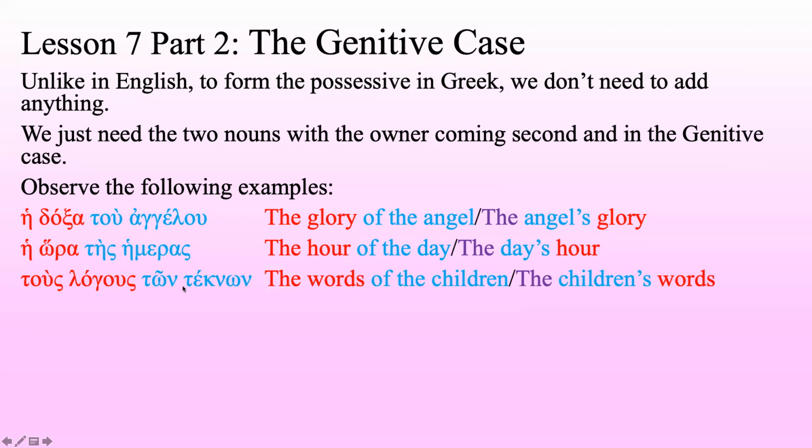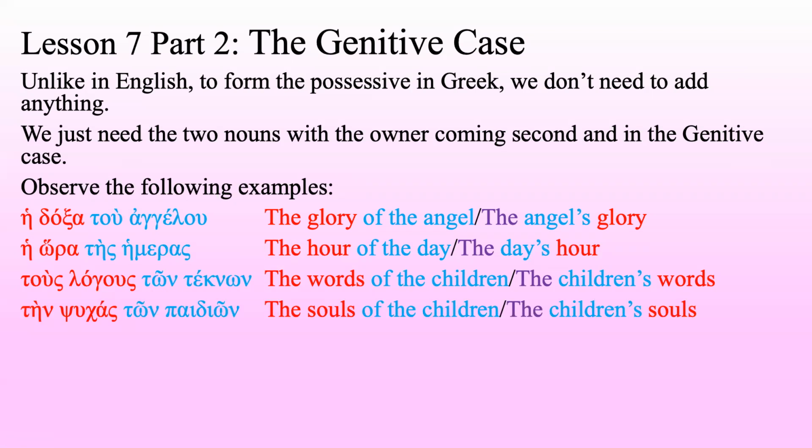Tous logous ton teknon. Ooh, now we've got some stuff in the plural, and this is also in the accusative. So maybe this is the direct object of the sentence. Tous logous, the words, ton teknon, of the children. This is in the plural, and this is in the plural. So that's why we've got words, and we have children, plural. So the words of the children, the children are the ones who have the words, or the children's words.